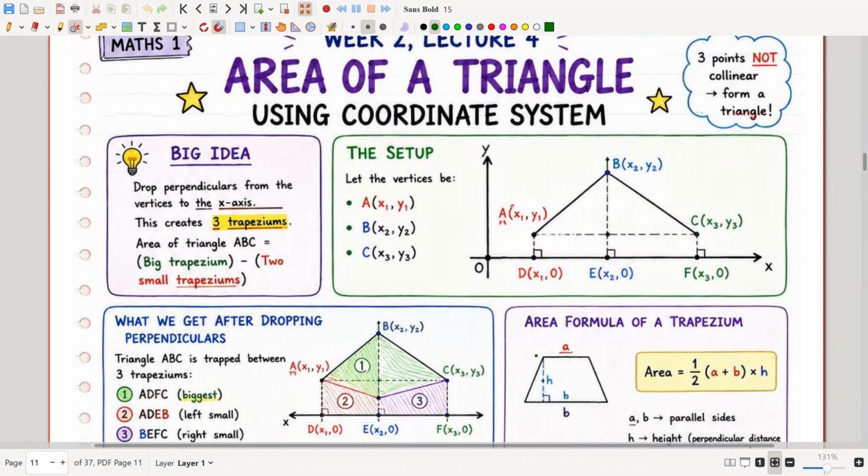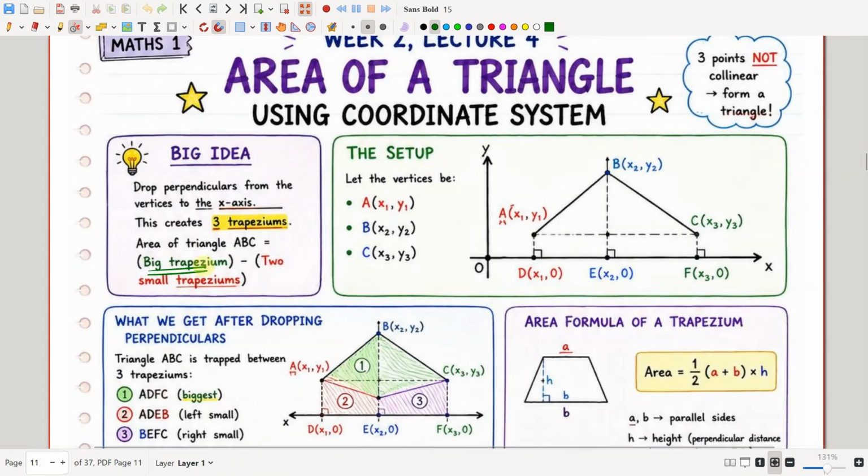Now we are going to find the area of the triangle using a coordinate system. So see here, we know the generic formula for the area of a triangle using some trapezium.